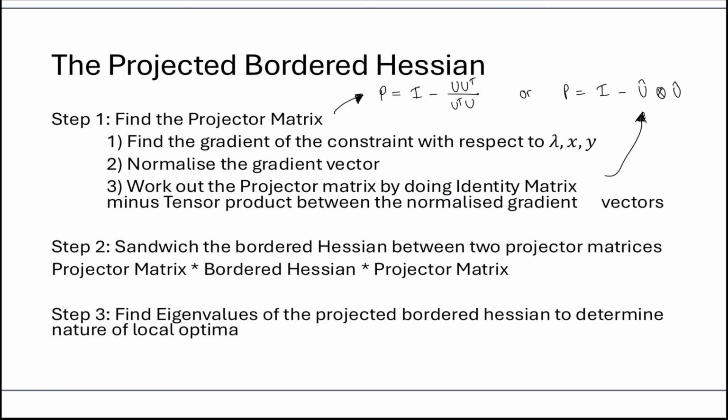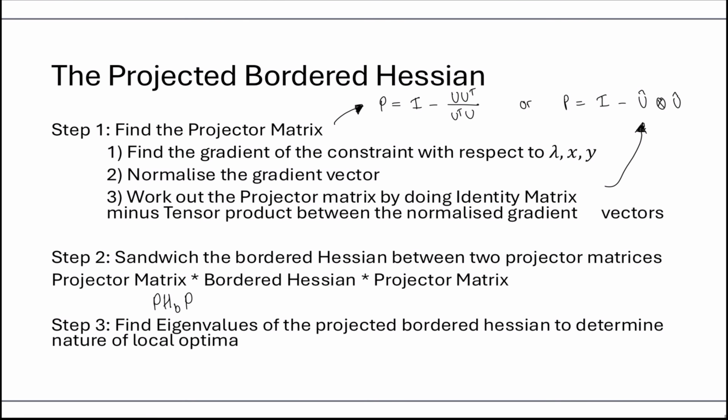Step number two is to then sandwich the bordered Hessian between the two projected matrices. So we'd have the projected matrix, which I'll call P, the bordered Hessian, which I'll call H subscript B, and then another projected matrix. And then finally, you would find the eigenvalues of the projected bordered Hessian to determine the nature of the local optima.